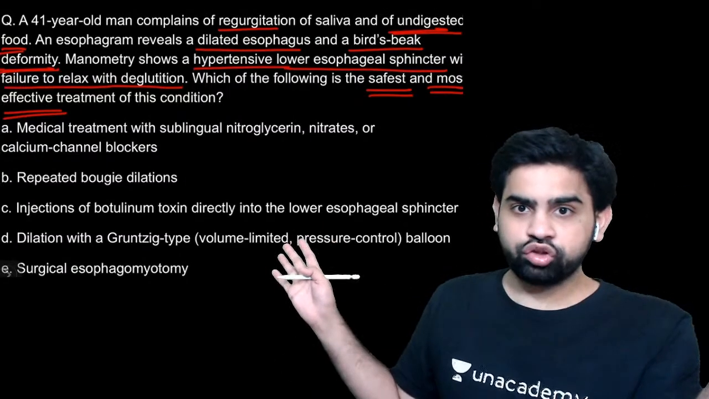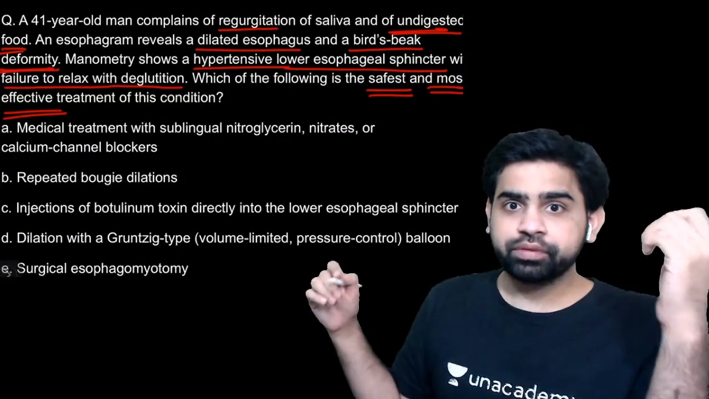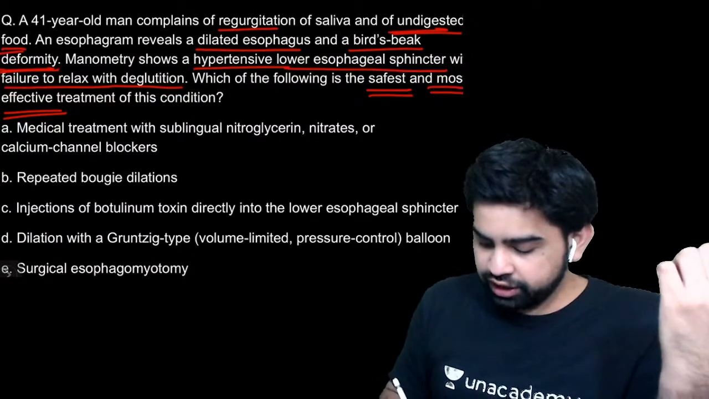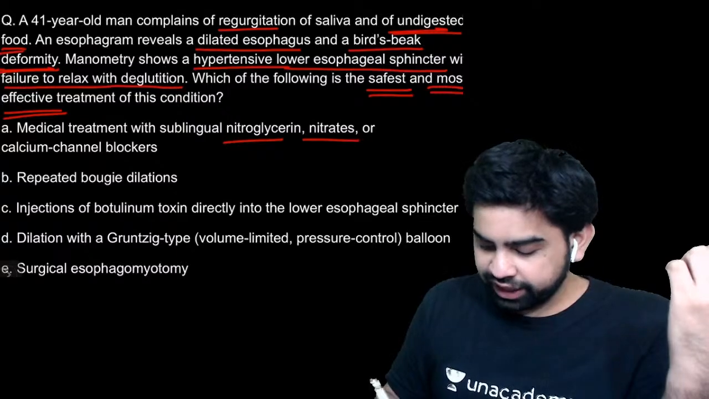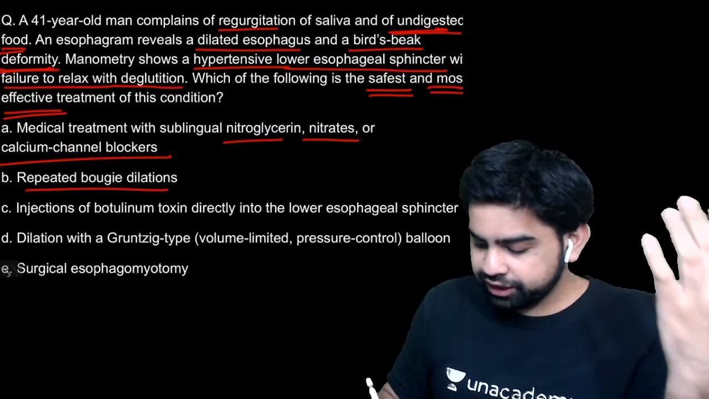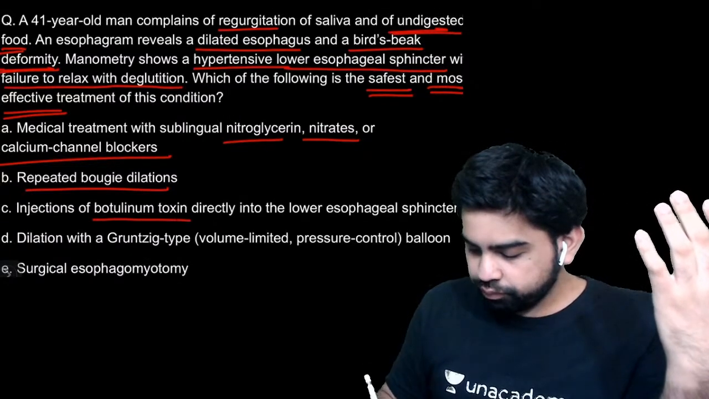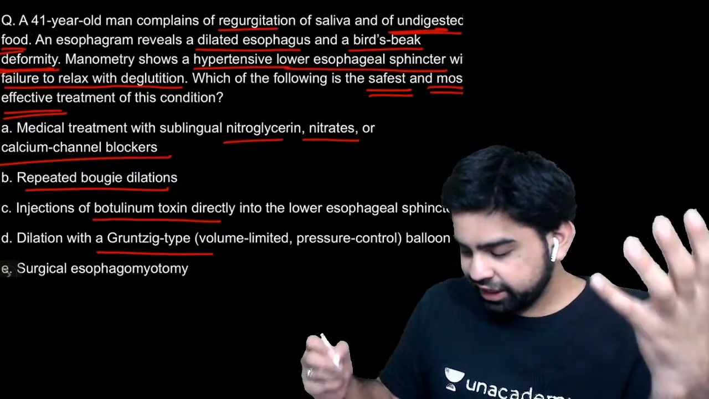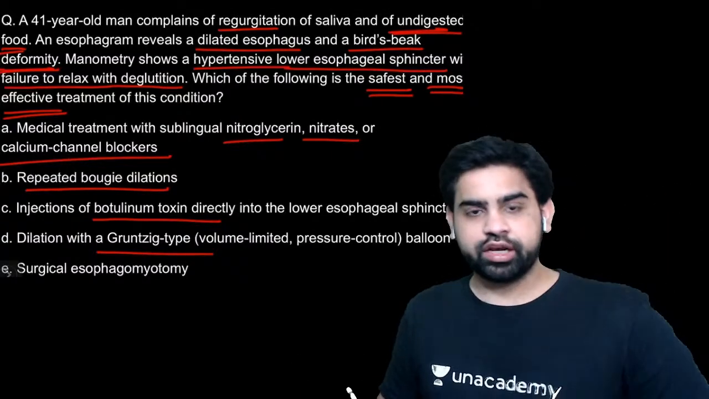So what this question is trying to ask you is, what is the safest and the most effective treatment for this particular condition? Is it medical treatment with nitroglycerin, nitrates or calcium channel blockers, repeated bougie dilations, injection of botulinum toxin, pneumatic dilation, or is it a surgical esophagectomy? So what do you think, guys?